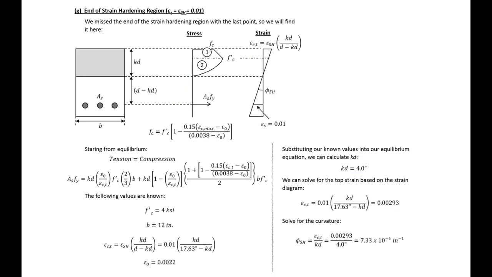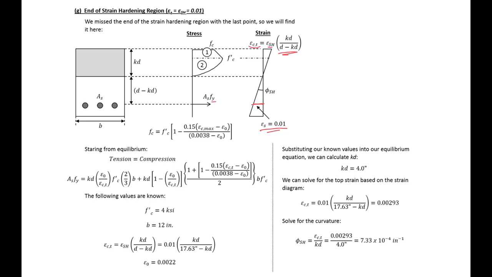Since we missed the end of our strain hardening region, we're going to go back and find the moment and curvature at the end of our strain hardening region. Go back and find that point. At this point, our epsilon c top, we don't know, but we can relate it to our strain hardening strain since we still have a linear strain distribution. And at this point, we do know the strain in our steel, which is equal to 0.01, which is the strain at the end of our strain hardening region.